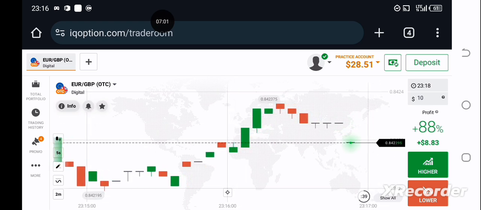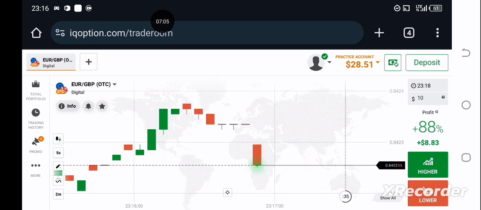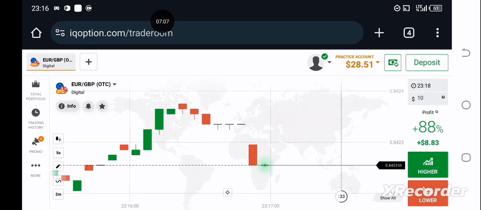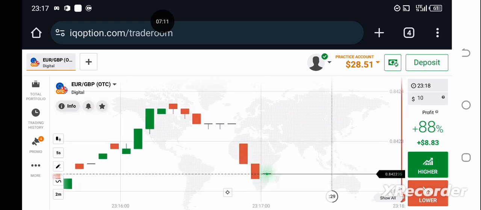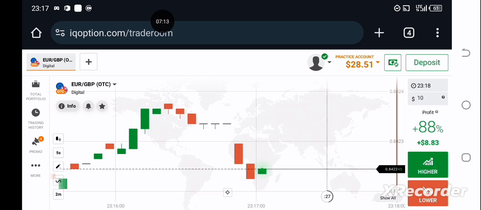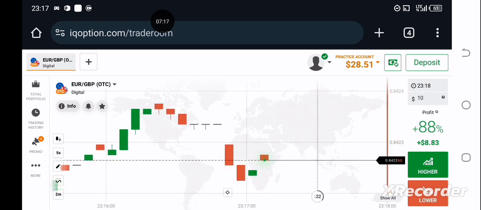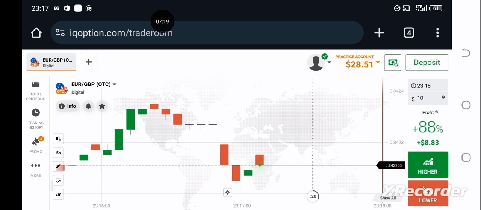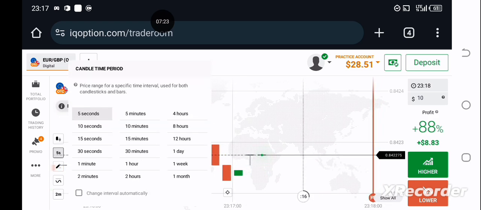So the candles are forming gradually. They are coming out within a space of 5 seconds, within a space of 1 minute, within a space of 5 minutes, within a space of 15 minutes, within a space of 30 minutes, within a space of 1 hour, 4 hours, 1 day, 1 month. Okay, let me show you the 1 month candlestick.